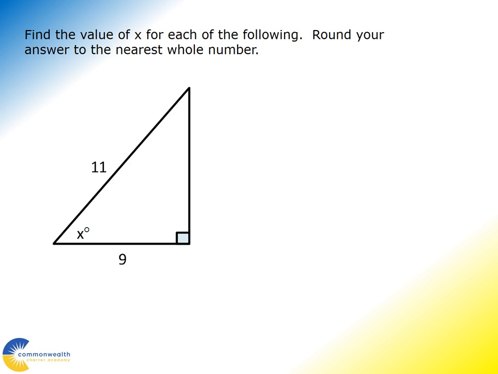I am going to set up a trigonometric function to figure this out. With this angle, I have 11, which is the hypotenuse, and I have 9, which compared to this angle is the adjacent leg. Since I'm talking about using a trig function involving x, the adjacent leg, and the hypotenuse, I'm going to be using cosine.